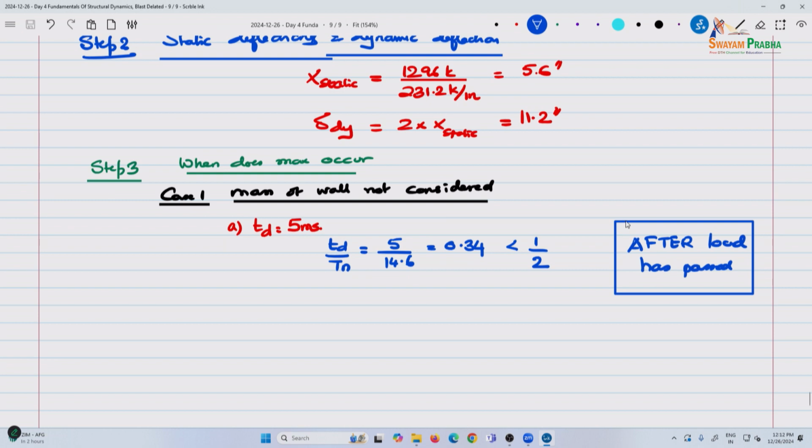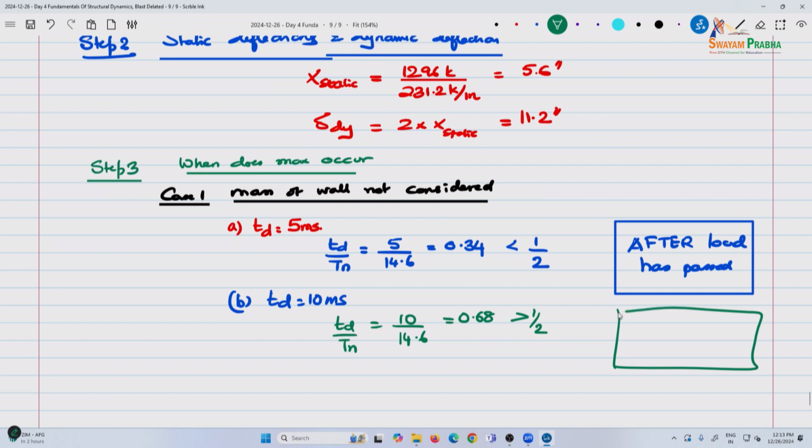Okay. Now, B is when Td equal to 10 milliseconds. Td by Tn is 10 by 14.6, this is 0.68, which is greater than half. So max occurs in this case before the load has passed.